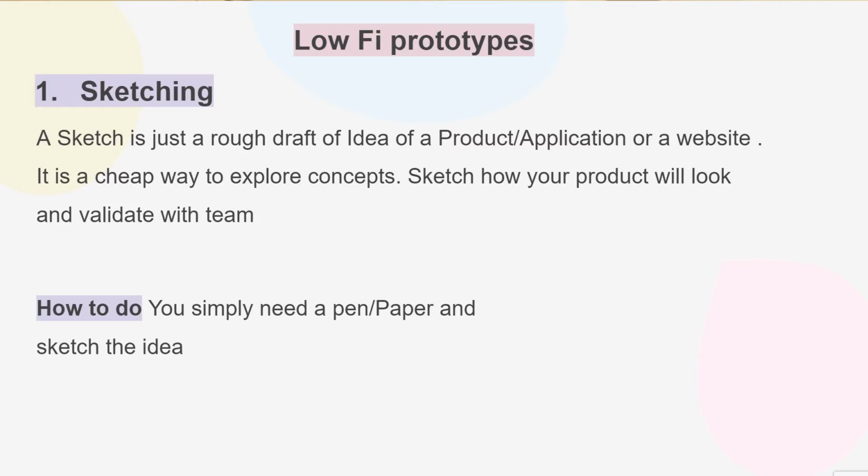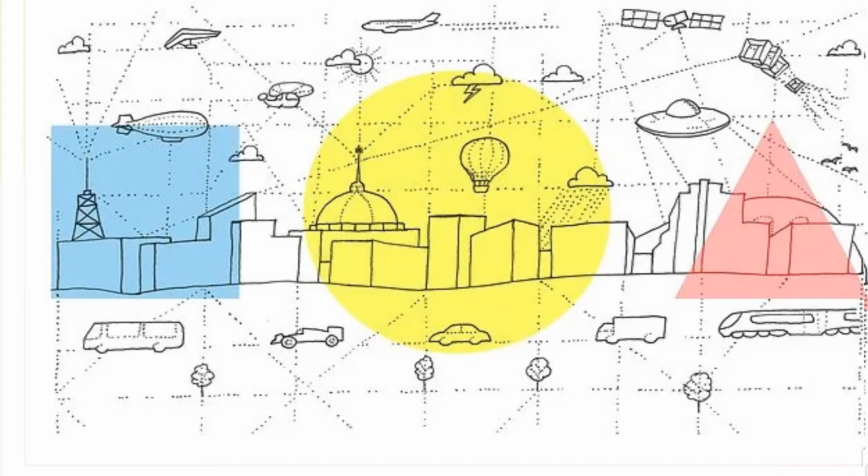With this, now let's discuss the 5 major types of low fidelity prototypes, starting with sketching. A sketch is just a rough draft of an idea of a product, application or a website. It is a cheap way to explore concepts, sketch how your product will look and then validate it with the team. You can see on the screen that I have a sketch which I found online of a city that has been planned. It's just rough. It's not detailed. This is one of the examples of sketching.